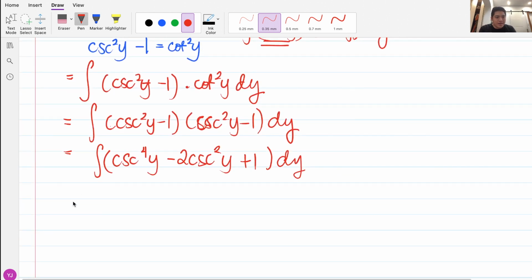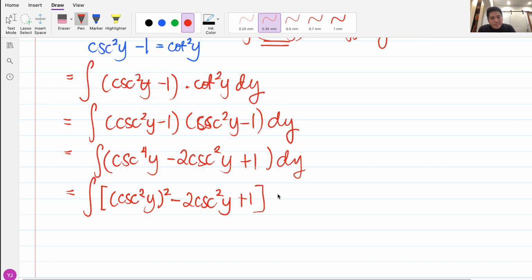And again, continuing on to our discussion, this is raised to 4. So I can technically say that cosecant raised to 4 of y would be cosecant squared y raised to 2 minus 2 cosecant squared y plus 1. So I did that to simplify our raised to 4 into squared, because we know that if we square that, we will be able to see an identity here.